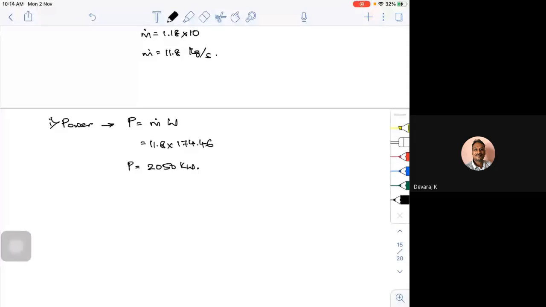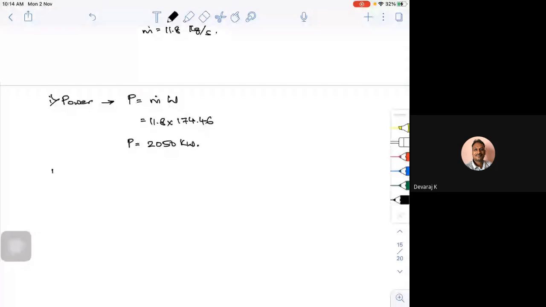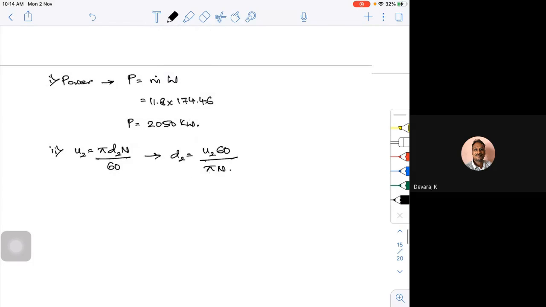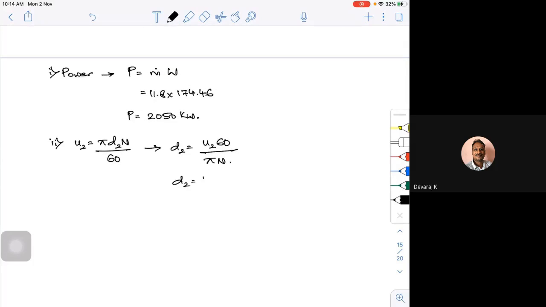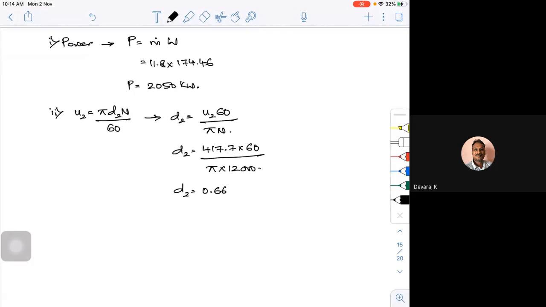Now the second thing I am supposed to find is your diameter. Already I know the value of U2. U2 is your peripheral blade velocity, so U2 is equal to pi D2 N by 60. I have found the value of U2 as 417.7, and the unknown is my D2. So with a simple cross multiplication, D2 is equal to U2 into 60 by pi into N. Substituting, D2 is equal to 417.7 into 60 divided by pi into 12,000 RPM. I am getting my D2 as around 0.664 meters or 664 millimeters.